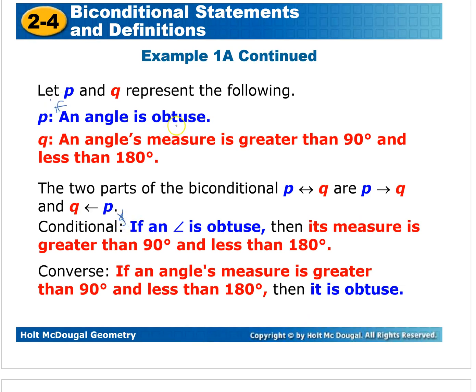If an angle is obtuse, then, and you don't have to say an angle again. You can say it if you want, which they did here. Then its measure is greater than 90 and less than 180. Now write the converse, where you flip them. So if an angle's measure is greater than 90 and less than 180, then it's obtuse. See, we just flip them. That's all we did.